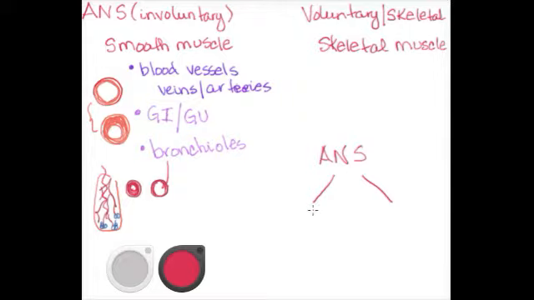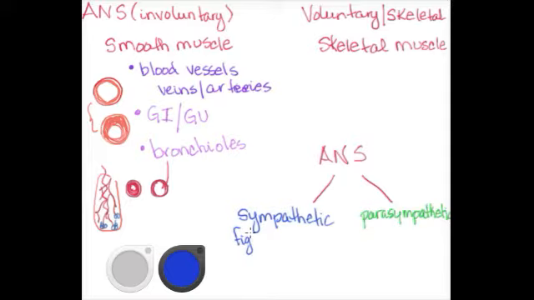So your autonomic nervous system has two parts to it. The sympathetic nervous system and the parasympathetic nervous system. The sympathetic is also called the fight or flight side of the nervous system.